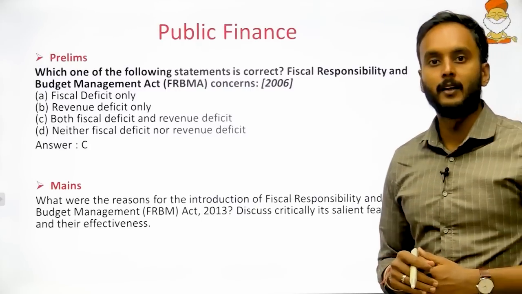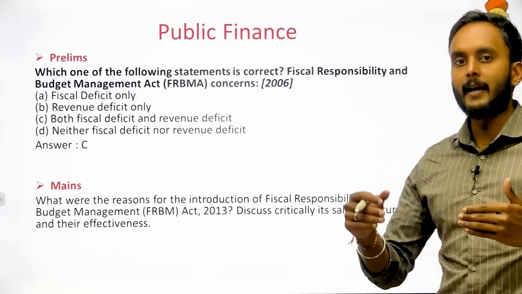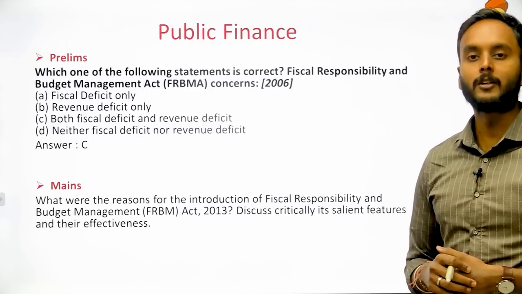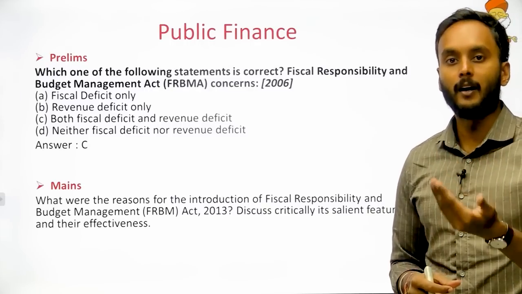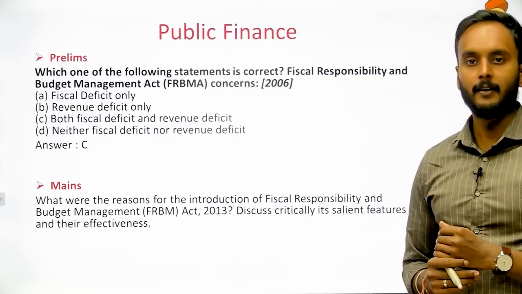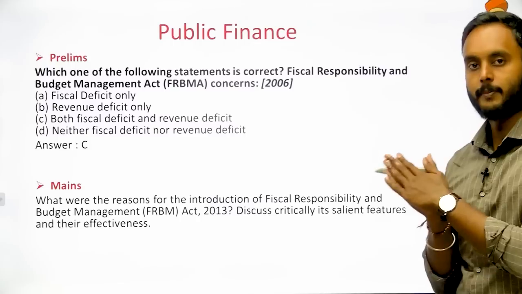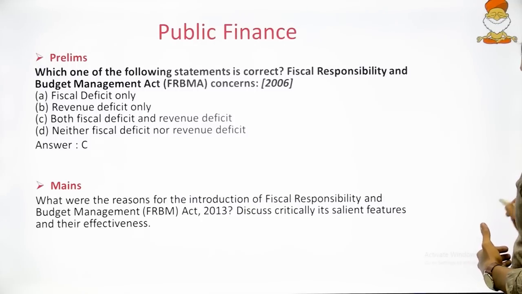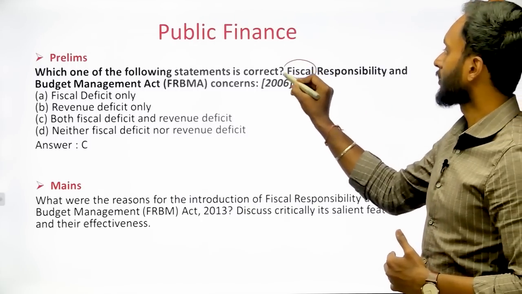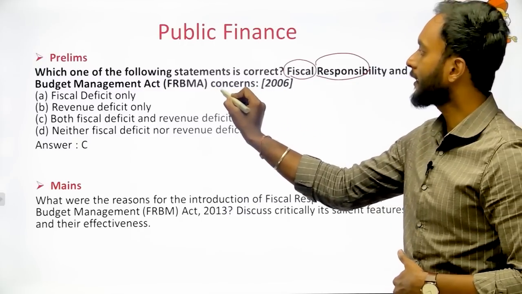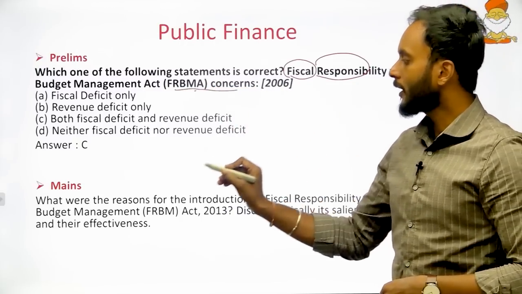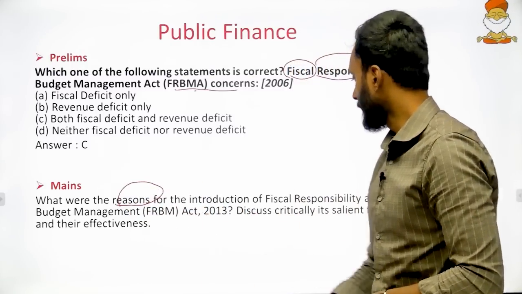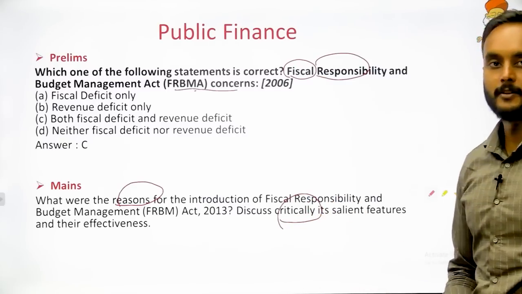talking about public finance. Students, public finance is a chapter where polity and economy merge. For example, Article 112 of our Indian Constitution talks about an annual financial statement that shall be passed every year. And here, the economic side of public finance is what is being spoken about in this discipline of economy. In public finance, the question is with respect to the FRBM Act, the Fiscal Responsibility and Budget Management Act, and which of the following are the concerns or what it is related to. And if you look at mains, the question was again asked in 2013 as to what are the reasons for its introduction, and discuss critically the salient features and its effectiveness.